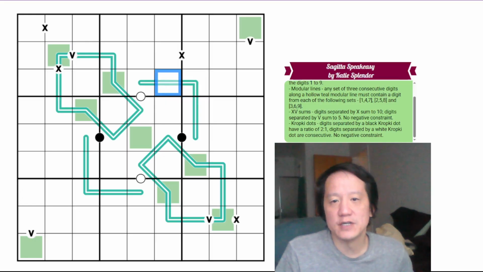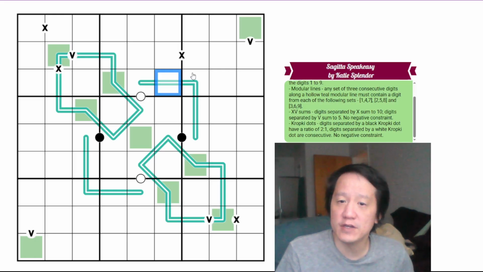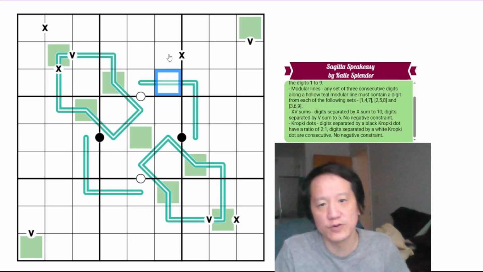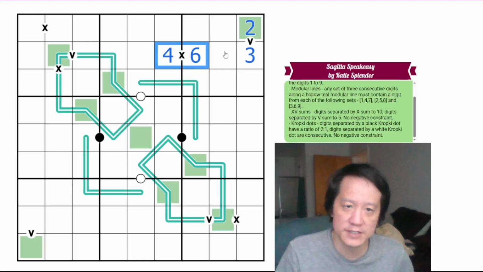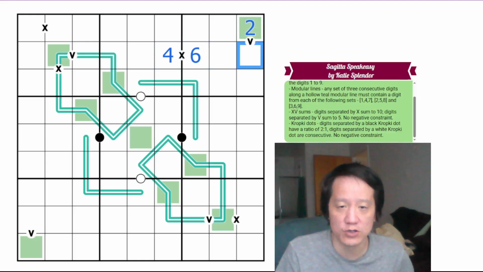For XV sums, digits separated by an X sum to 10, and digits separated by a V sum to 5, and there is no negative constraint. So, for example, if this were a 4, this would have to be a 6 because these 2 digits must add up to 10. If this were a 2, this would have to be a 3 because these 2 digits must add up to 5. And that's an example of how X and V's work.